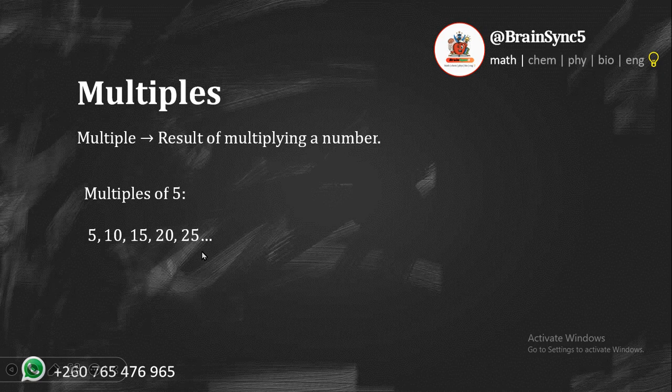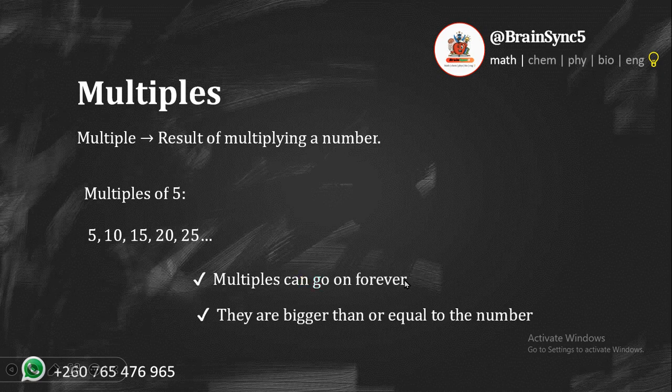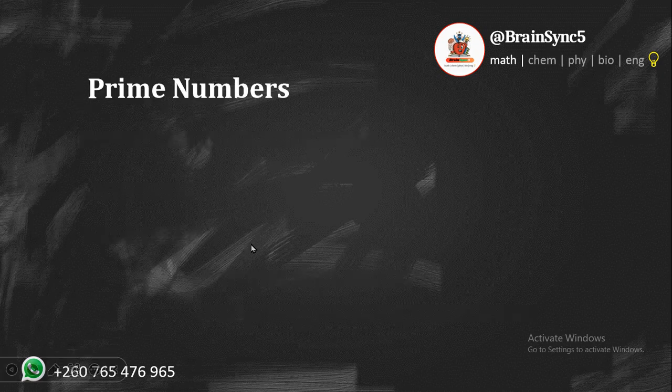In summary, multiples can go on forever. As I stated earlier, they are bigger than or equal to the number. So think of multiples as the opposite of factors, because this is where you find numbers that the number you are given can go into without leaving a remainder. Hope that was clear, so that we can move on to the next part.